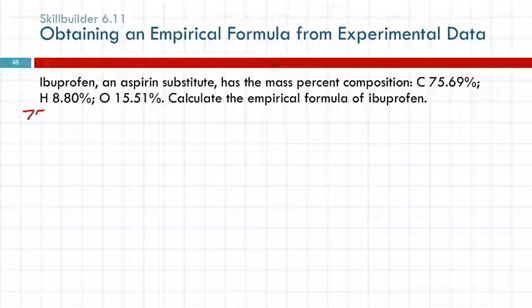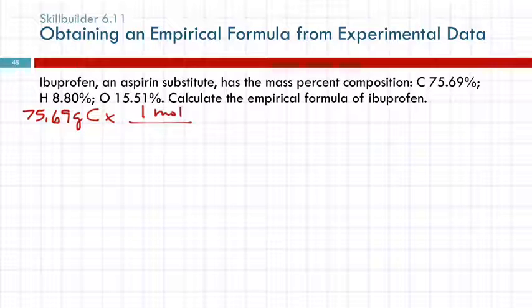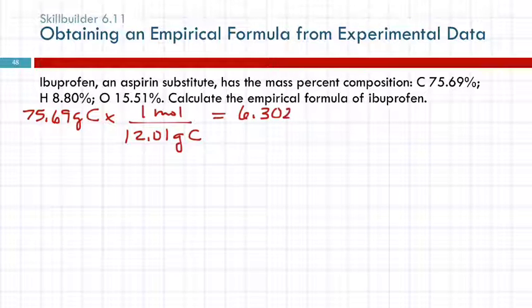So I've got 75.69 grams of carbon. So 1 mole of carbon over 12.01 grams of carbon. So I get 6.3. I have to keep at least 4 sig figs. So that's moles of carbon.